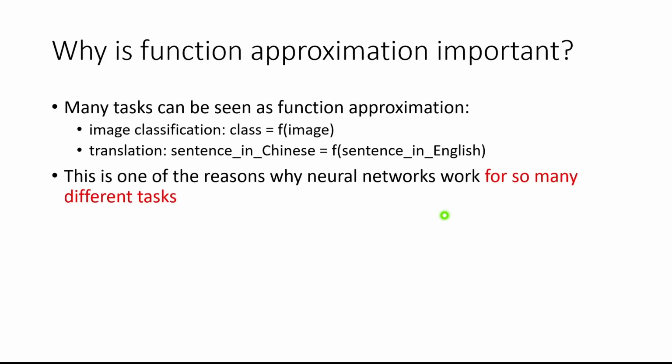Firstly, why is function approximation very important? Because a lot of tasks can be seen as function approximation. For example, in image classification, we're basically trying to find a function f which maps the image to its corresponding class. And for translation, we are trying to approximate the function f which maps a sentence in one language to another language. Because neural nets can approximate any function so well, that is one of the reasons why neural nets have been so successful in many different tasks.